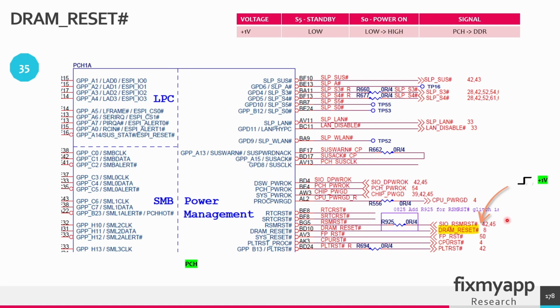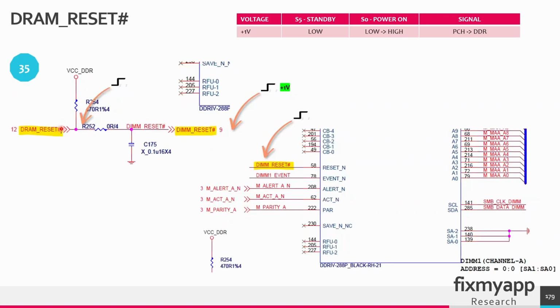DRAM reset is used to reset the DRAM module, clearing any existing data or state within the memory cells and returning the DRAM to a known and initialized condition. The signal is typically asserted during the system power up sequence or when a memory controller needs to reset the memory during the boot or recovery process. The DRAM reset signal derives from the DDR power supply and it will create the DIMM reset active low signal. So this signal will go from low to high.